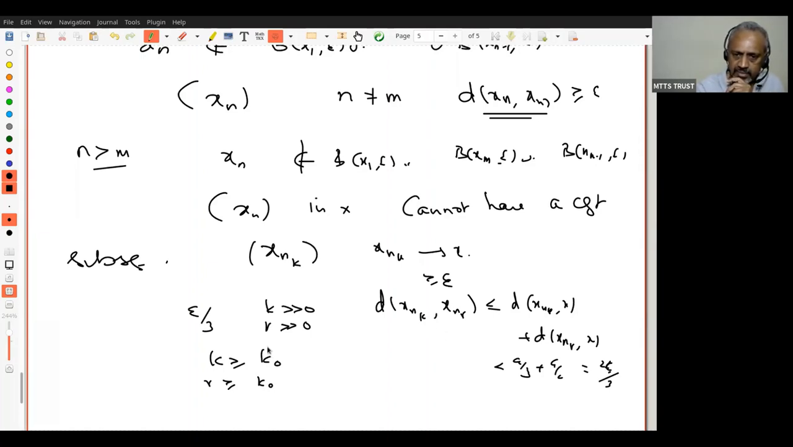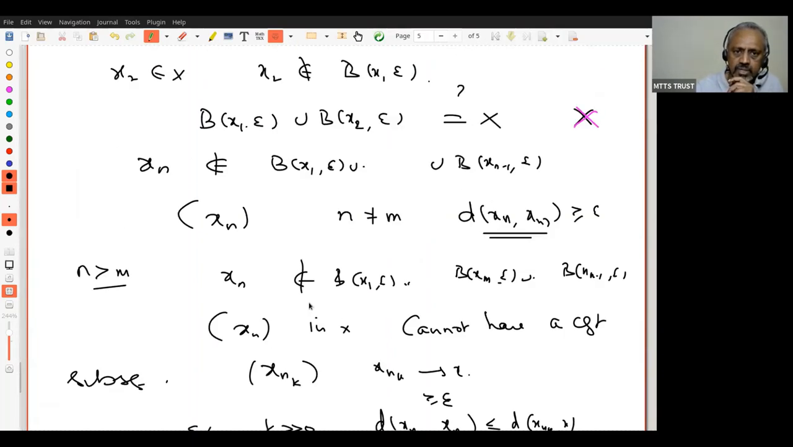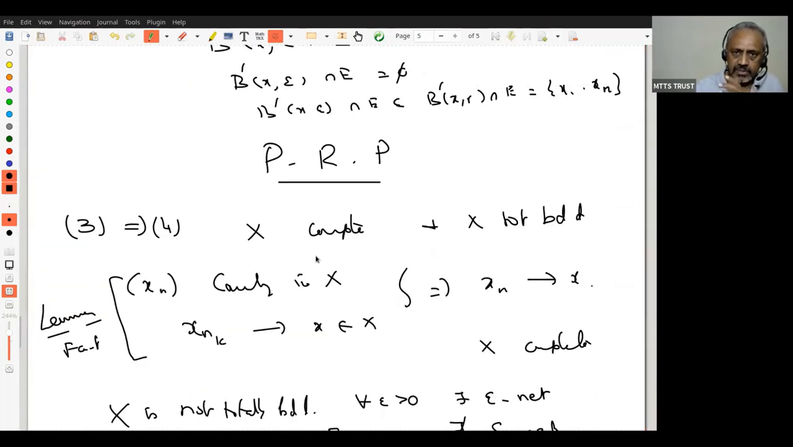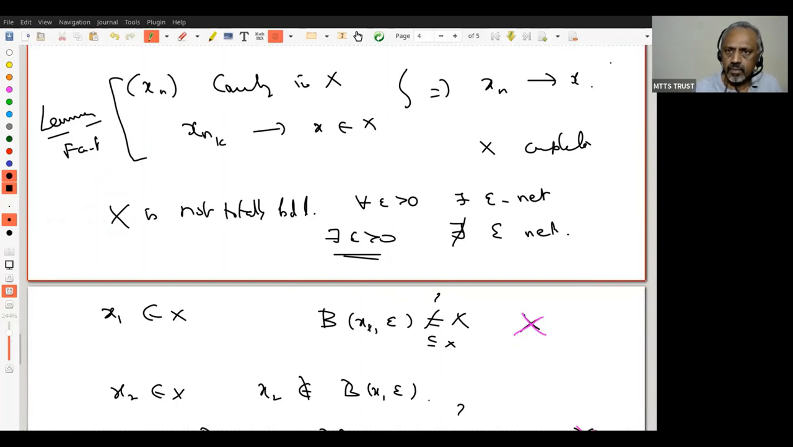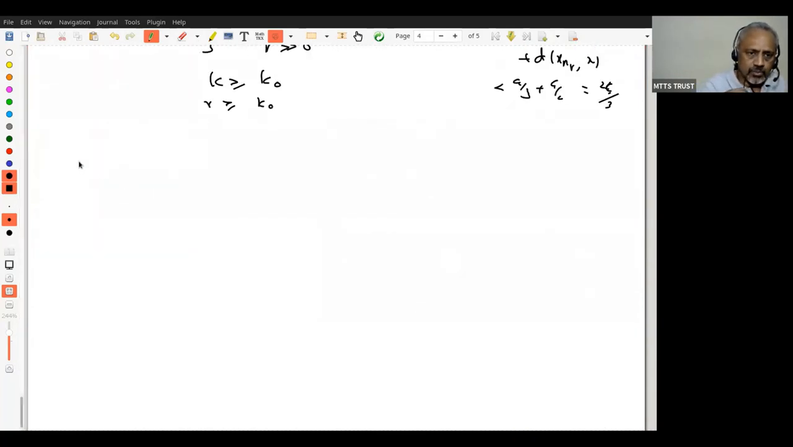Yeah, very good. So what I have shown now is that 3 implies 4. X must be complete. I have also shown that X is totally bounded. Right? Okay, next. Next, we have to say 4 implies 1. What is 4? 4 says if X is totally bounded and complete, I want to show X is compact.